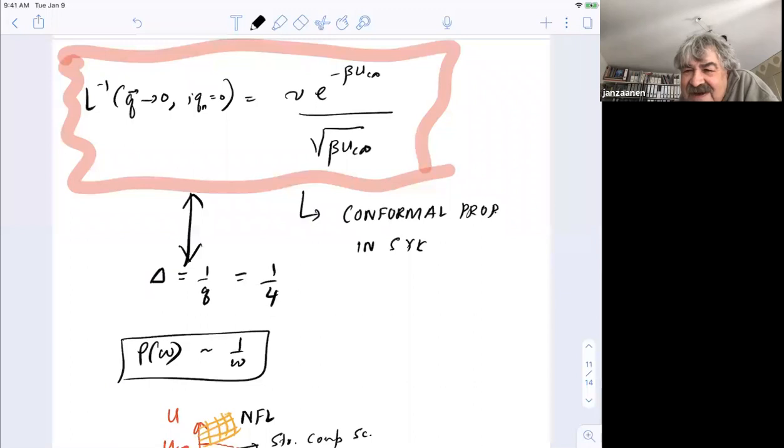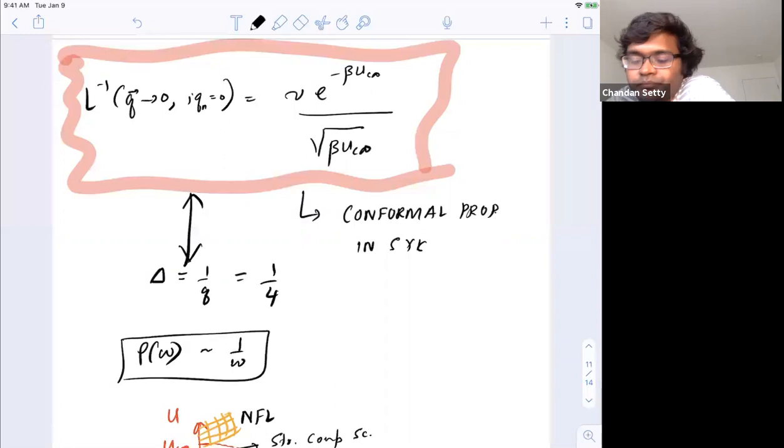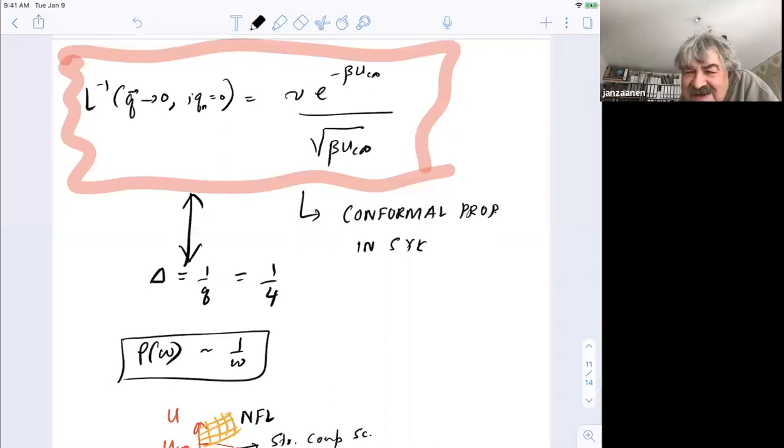I'm not so sure whether it really relates to holography. When it comes to Mottness, it's still very experimental, right? And the sort of basic counting is not quite the easy thing to do in holography.